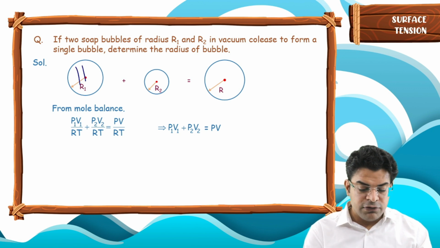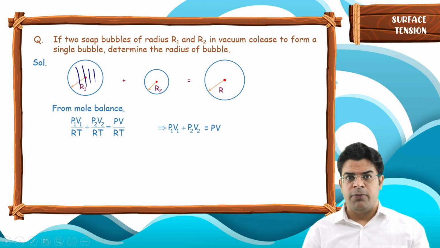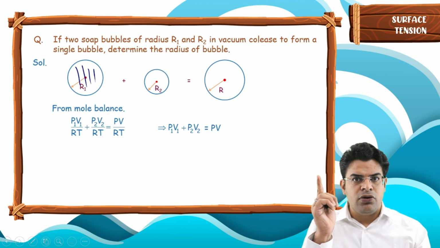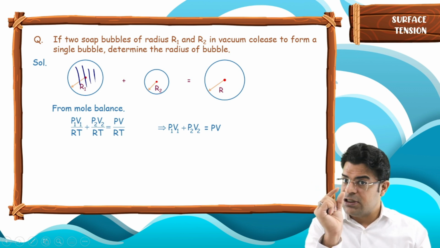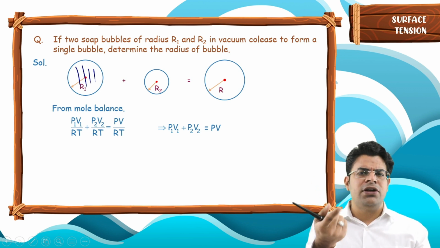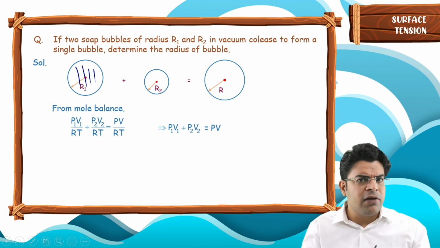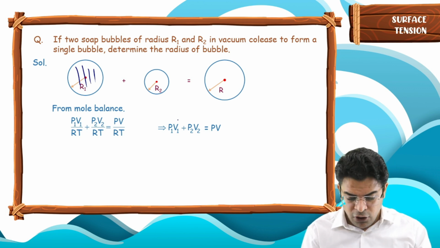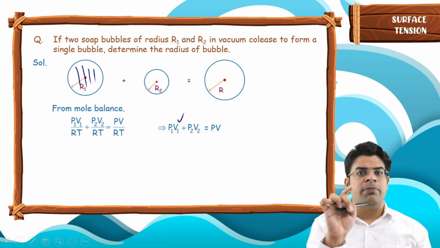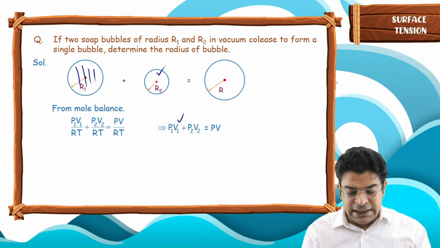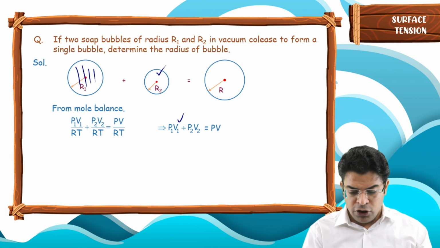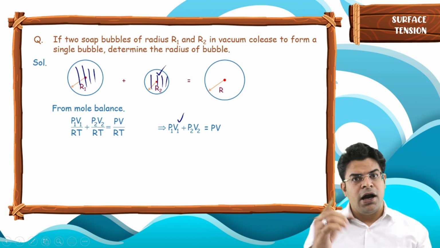Now the pressure of the gas inside the first bubble will be 4T by R1. Outside 0, it's a bubble. So excess pressure is 4T by R. Radius is R1. So inside pressure is 0 plus 4T by R1. That is 4T by R1. Volume of the first bubble is 4 by 3 pi R1 cube. Pressure inside second bubble 4T by R2. Volume of second bubble 4 by 3 pi R2 cube.